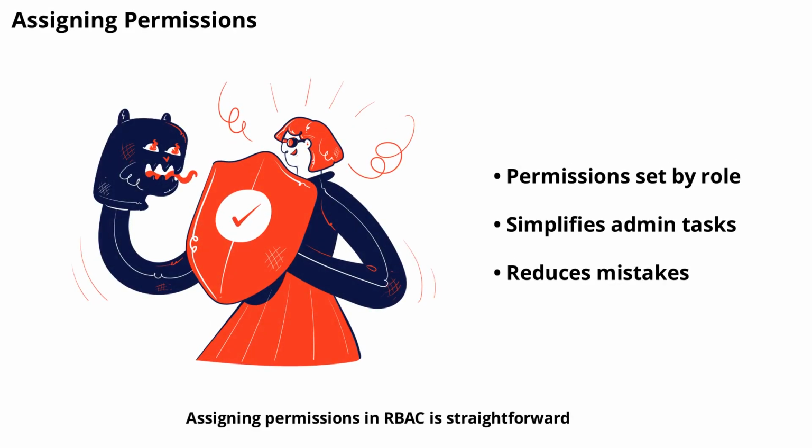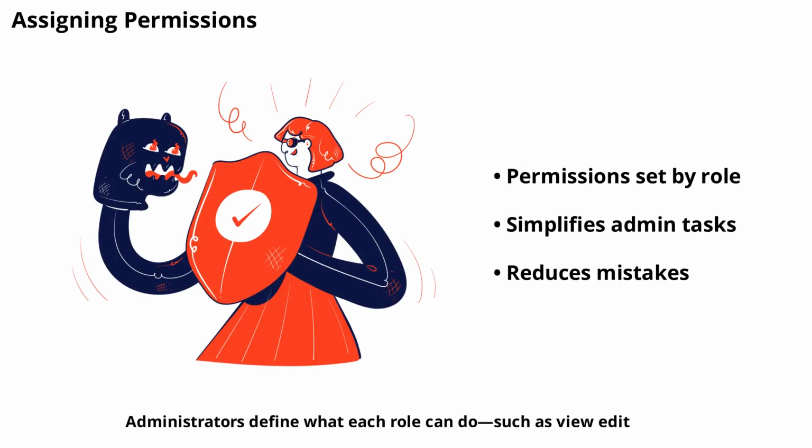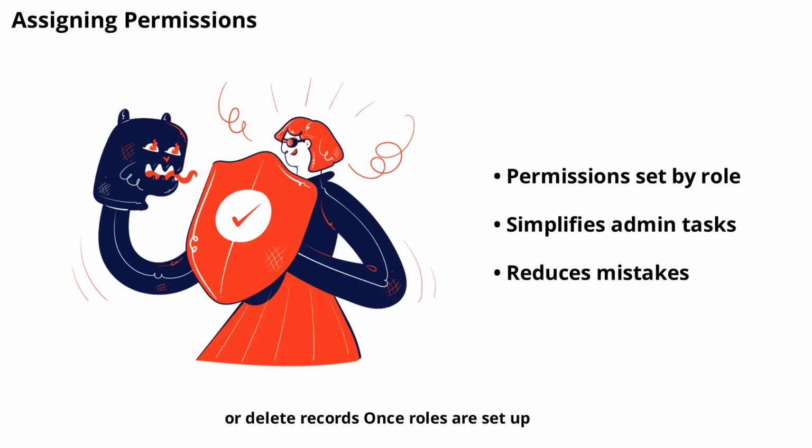Assigning permissions in RBAC is straightforward. Administrators define what each role can do, such as view, edit, or delete records. Once roles are set up, users are assigned to them based on their job functions. This method eliminates the need to manage individual permissions for every user, saving time and reducing errors.